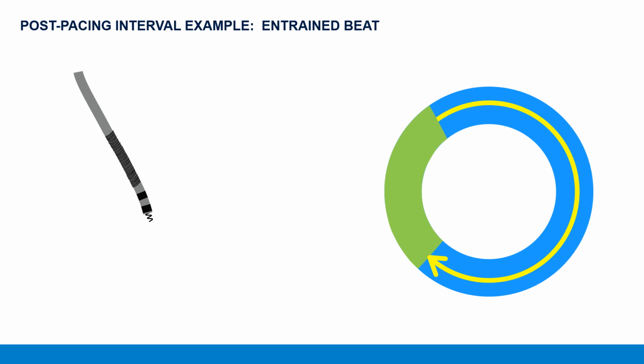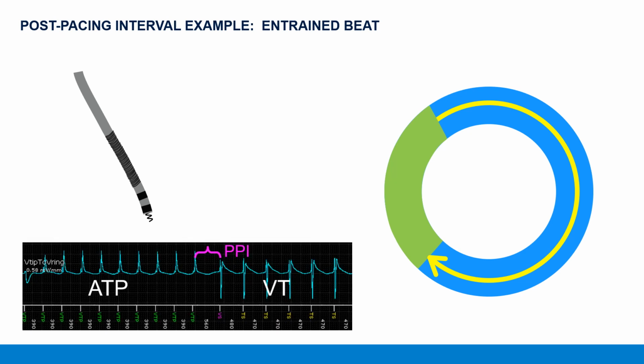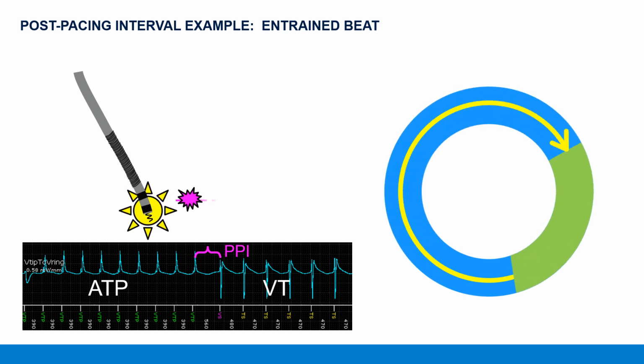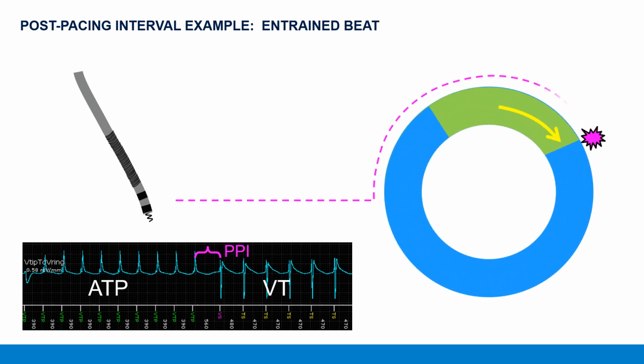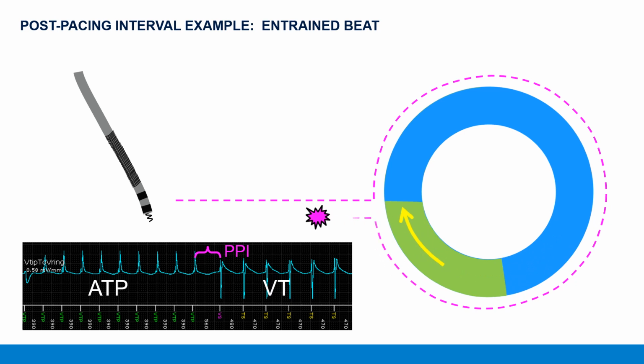If we break down that interval between the last beat of ATP and the first beat of ongoing ventricular tachycardia, we're going to see that several events occur during that post-pacing interval. Again, in this case, the last beat entrained the tachycardia. What's going to happen is we send a wavefront to the circuit. It travels around the circuit to the exit and then back to the lead.